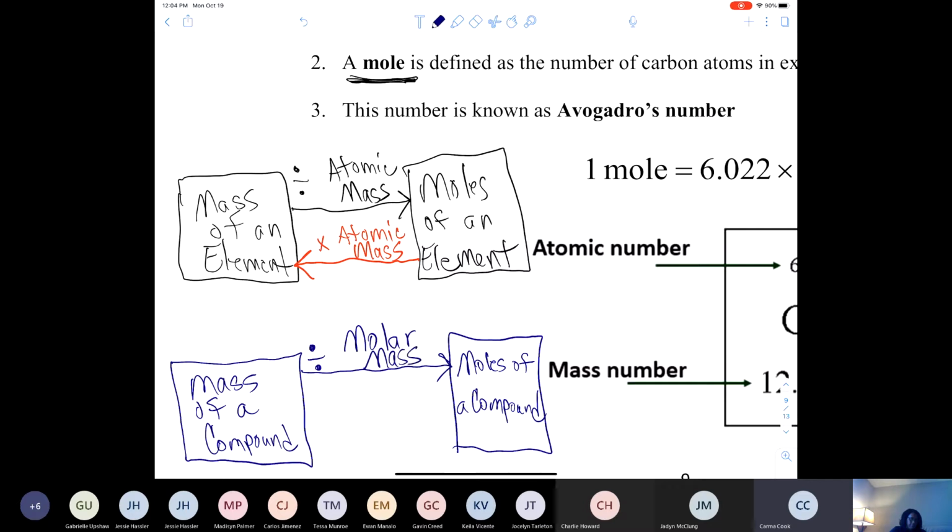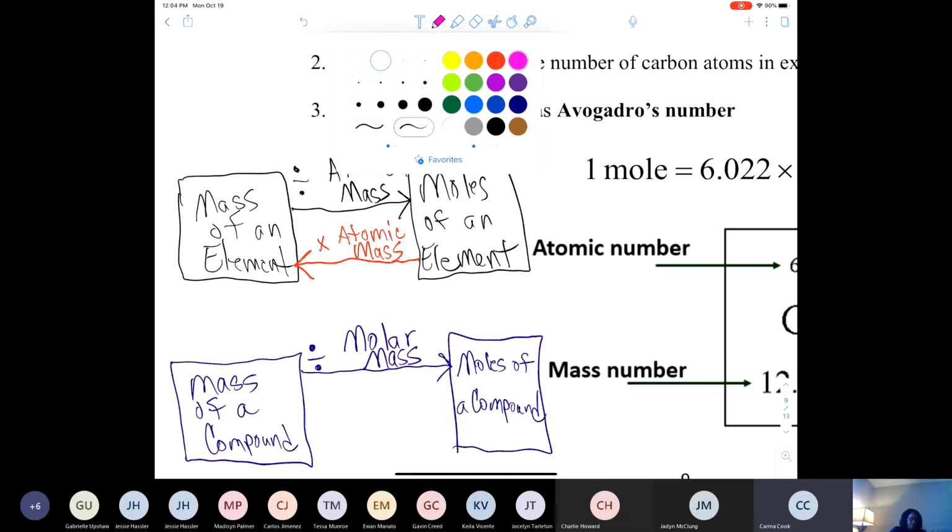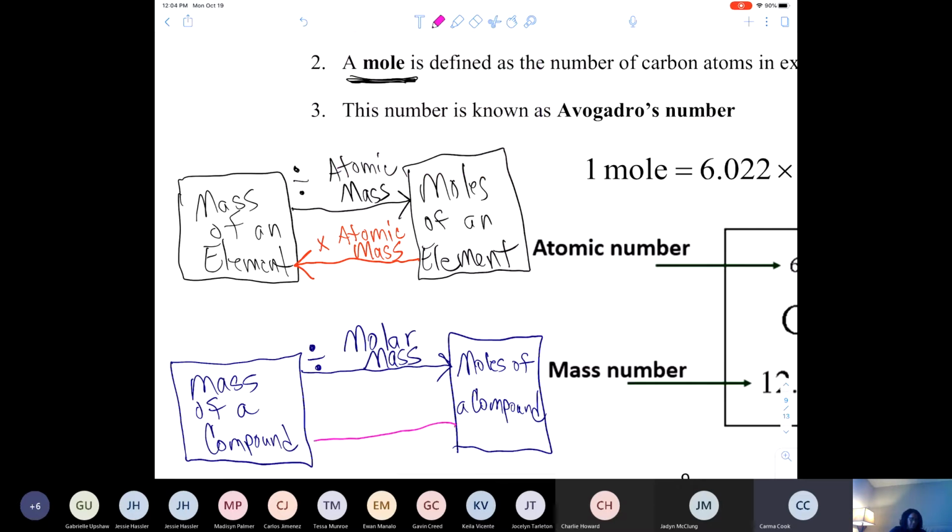And we can go in the opposite direction, converting moles of a compound to mass of a compound by multiplying by the molar mass.